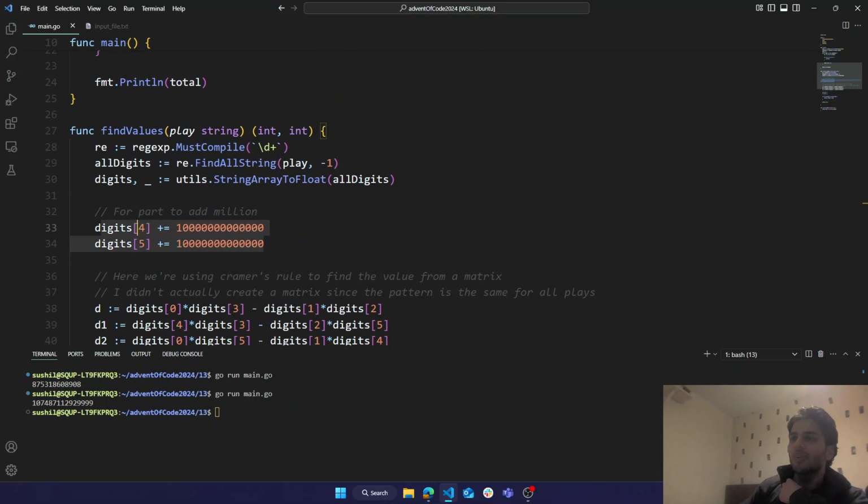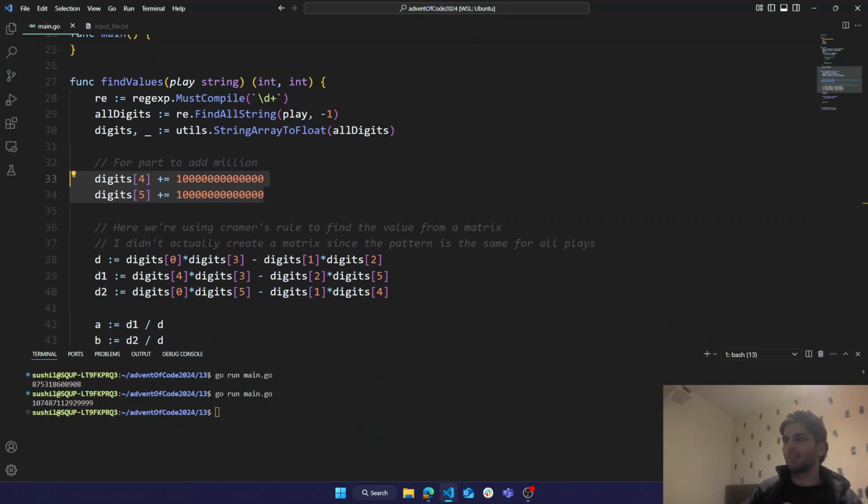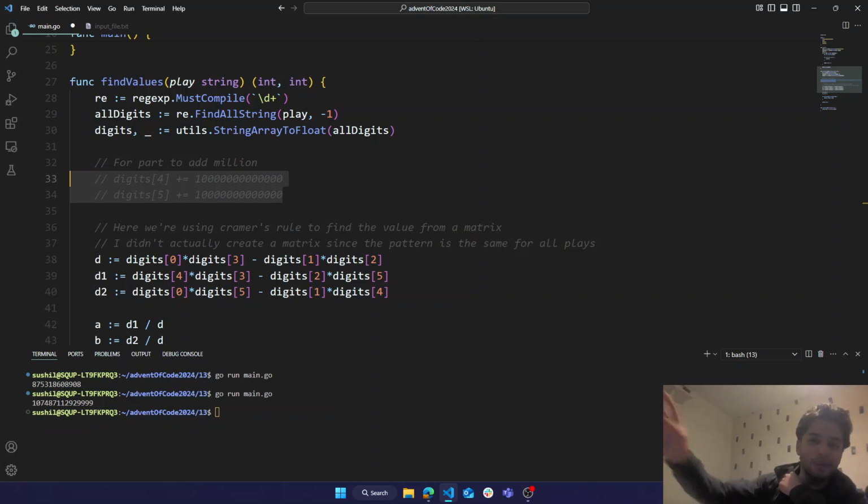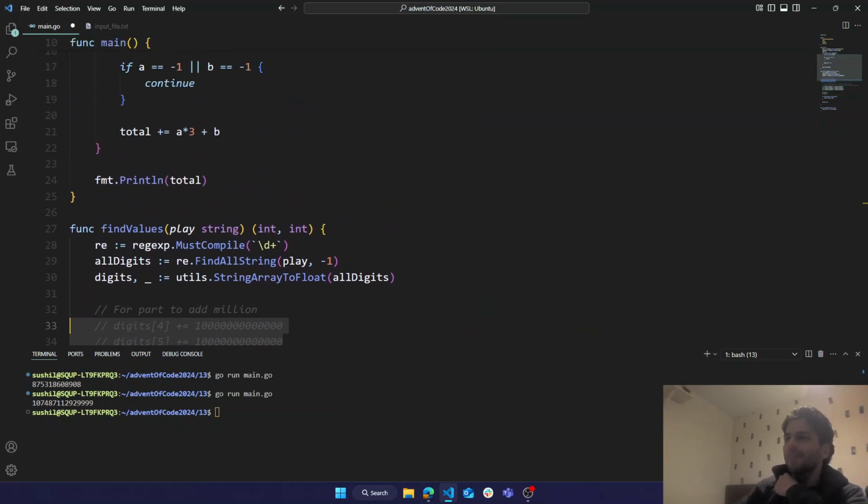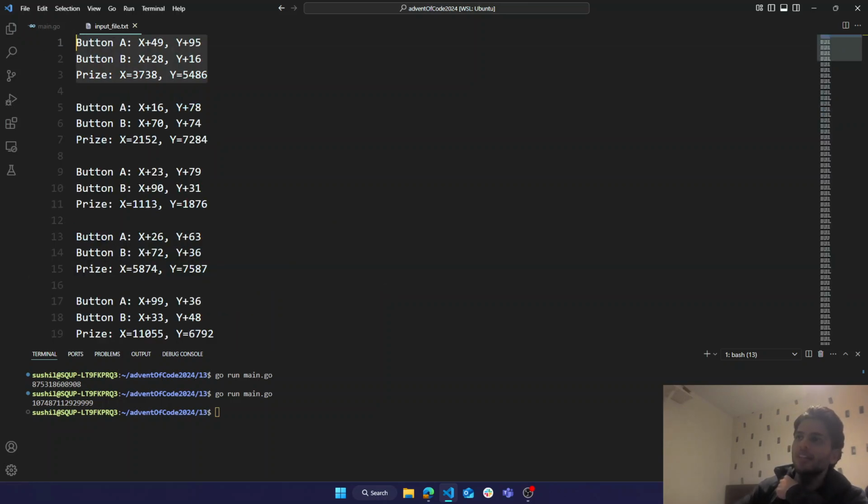values. Ignore this part. Let me just comment that out, because this is for part 2, and out of the 13 days, this is my first part 2. So we're gonna get into that in a bit. But where was I? So yeah, I use regex to find all of the digits in here.